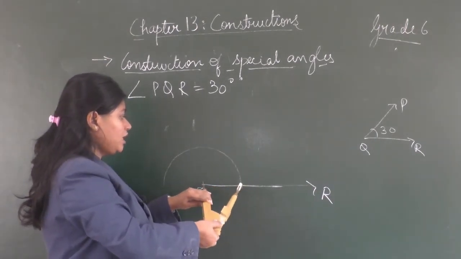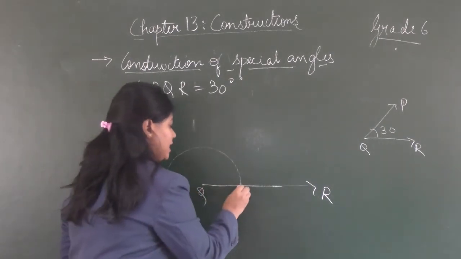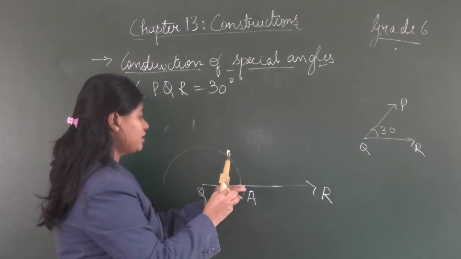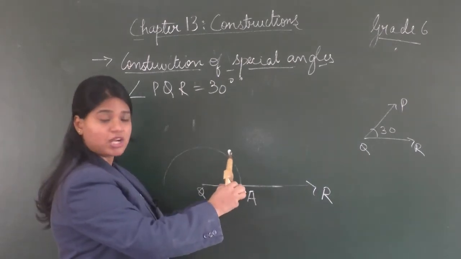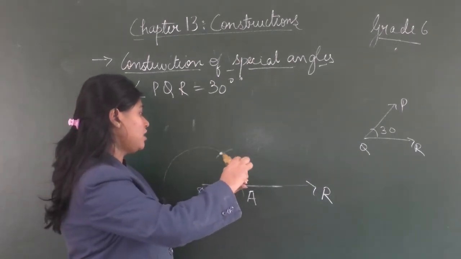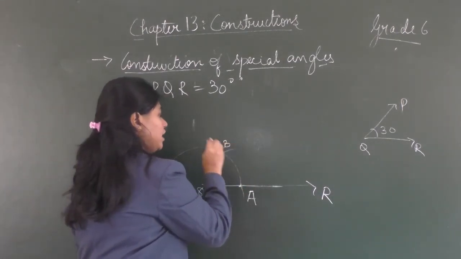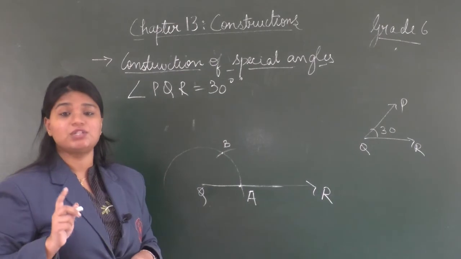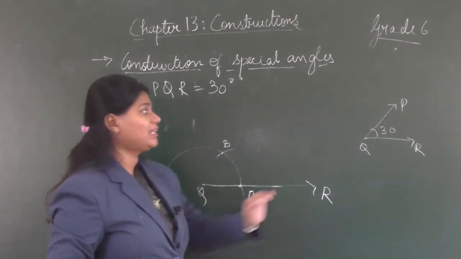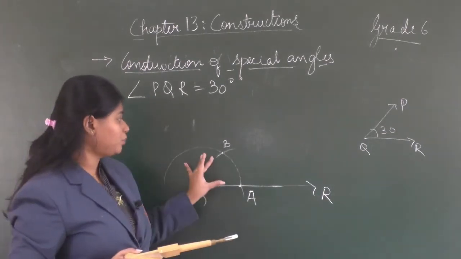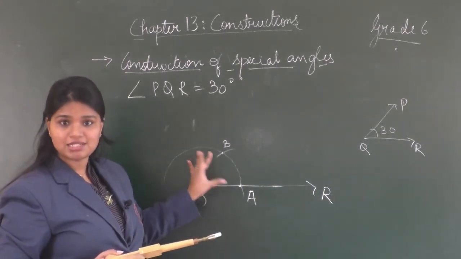Okay. Now let's name this point as A. Now from A, I will draw another arc which is cutting the previously drawn arc. Let's name this point as B. Now we have constructed an angle equals to 60 degree. We know that 30 degree is half of 60 degree. So it should lie between these two arcs, right?